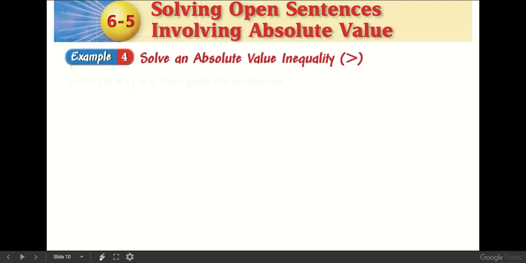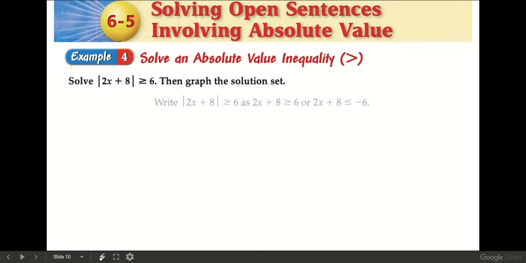So let's look at an example. I have the absolute value of 2x plus 8 is greater than or equal to 6. Let's go ahead and solve it. I'm going to take my original inequality symbol and write my two cases. 2x plus 8 is greater than or equal to 6, the normal positive version. Or 2x plus 8 is less than or equal to -6, the negative case. So here's the positive case, and here's the negative case.